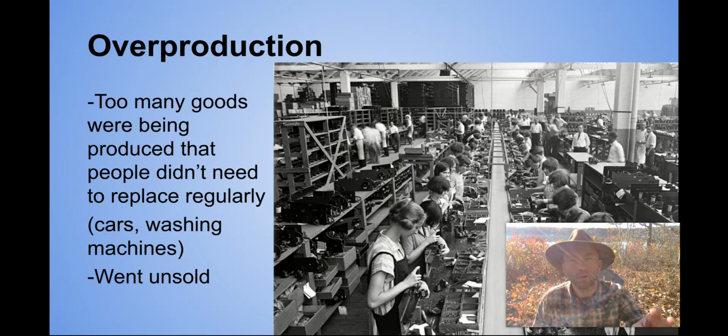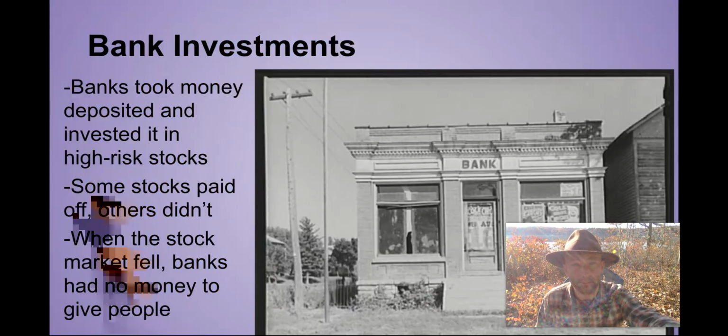Once they go unsold, the ripple effect on the economy starts to happen. The workers in the factories are getting unemployed because they don't need to produce any more goods. The salespeople at stores that are selling these goods no longer have employment because no one's buying them. So you start seeing this ripple effect from overproduction.